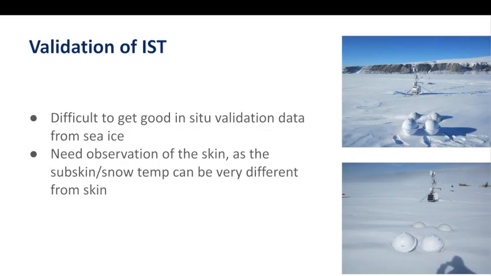Over to validation of IST. For IST, it's difficult to get good in situ validation data from sea ice. We need observations of the skin temperature, as the sub-skin or snow temperature can be very different from the skin. So the situation is not similar to sea surface, where you can use the sub-skin or depth temperature to validate the skin measured by the satellite.